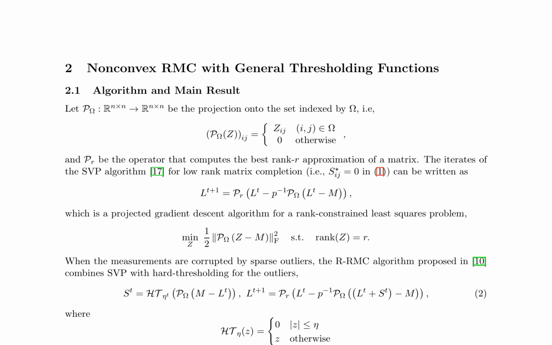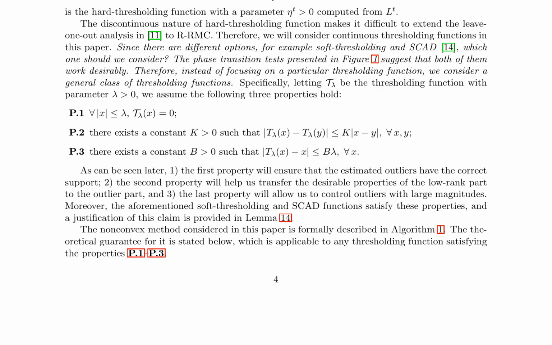The authors propose a non-convex method, formally described in Algorithm 1, which uses a general thresholding function satisfying these properties. They provide a theoretical guarantee for this algorithm, which is applicable to any thresholding function satisfying the three properties. The guarantee is stated in terms of the spectral and Frobenius norms of the estimated matrix. The paper also presents phase transition tests, which suggest that both soft thresholding and SCAD functions work desirably. The authors justify this claim by showing that these functions satisfy the three properties.